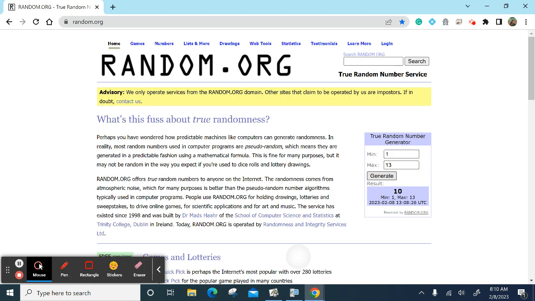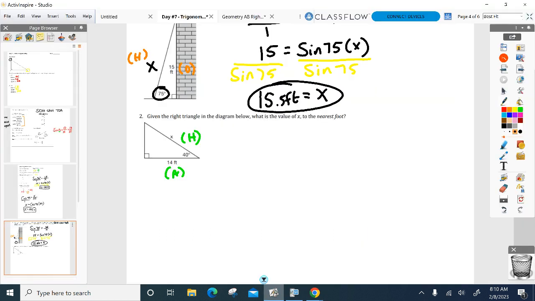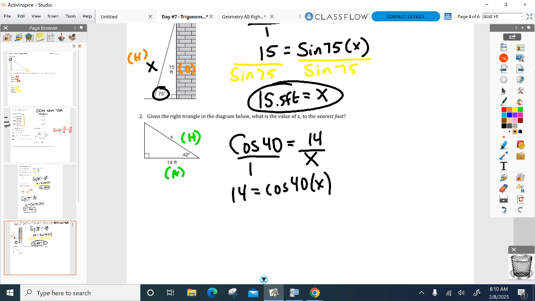First, what ratio did you pick here out of the three? Which ratio did you pick? Cosine, because you had adjacent and hypotenuse. Good. So everyone check your equation. Cosine 40 equals 14 over x. Check your ratio. All good. Put it over 1. You cross multiply. And then hopefully everybody divided both sides by the cosine of 40.